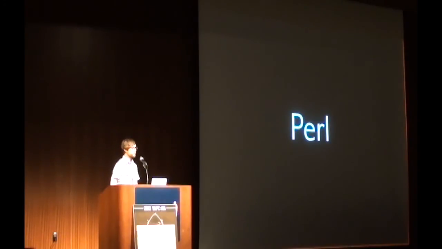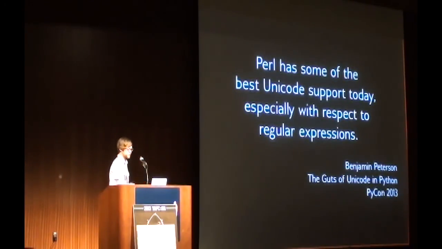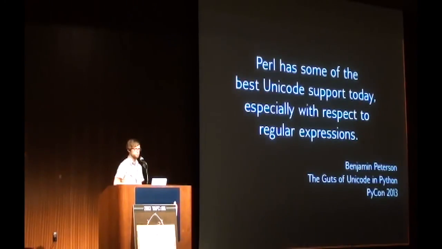And the Python folks don't commonly say many good things about Perl, but I was surprised to see at PyCon 2013, this is one of the core contributors to CPython and PyPy implementations, giving a talk on the guts of Unicode in Python. And he says Perl has some of the best Unicode support today, especially with respect to regular expressions. So we're going to go over regular expressions, which Perl is excellent at parsing Unicode data. Then we'll go over some other aspects of working with Unicode.